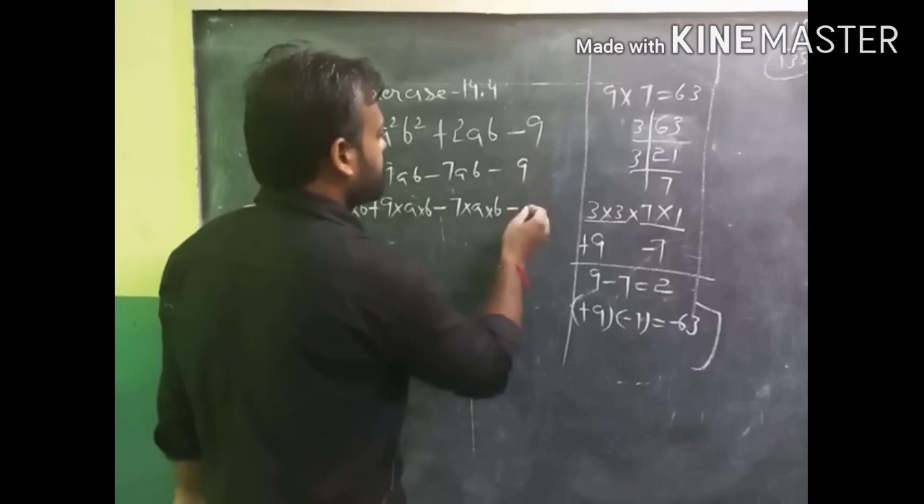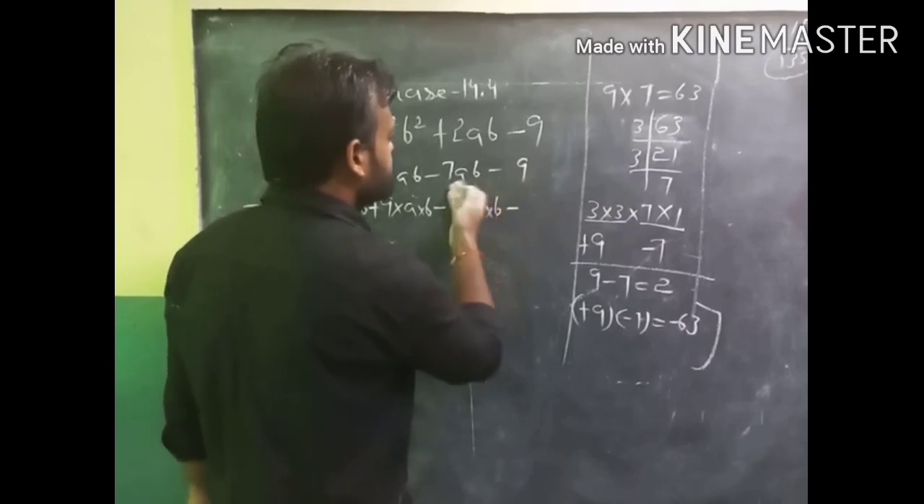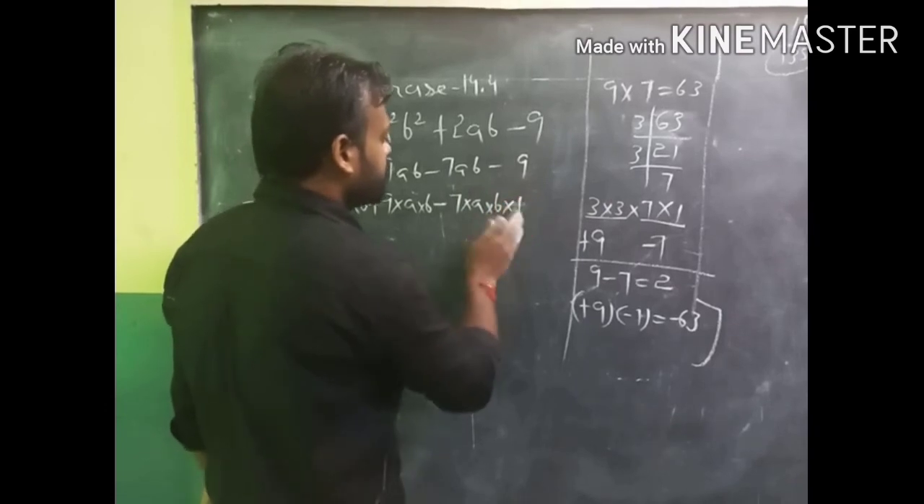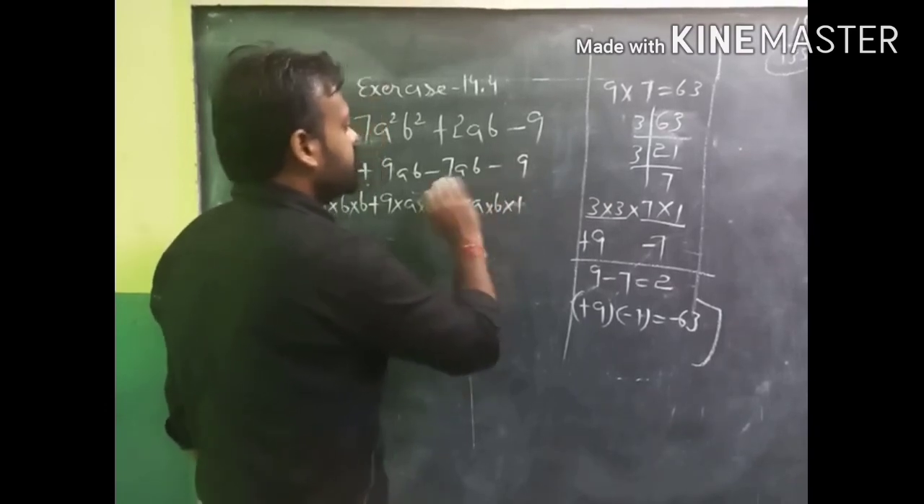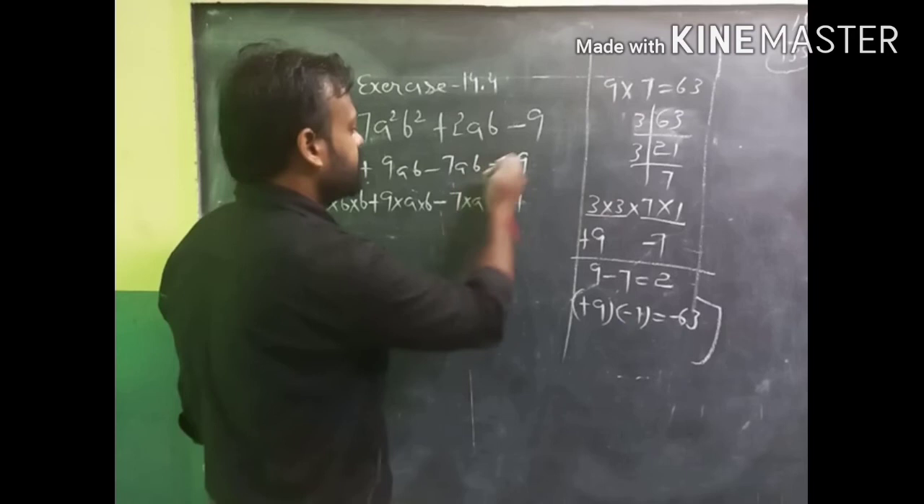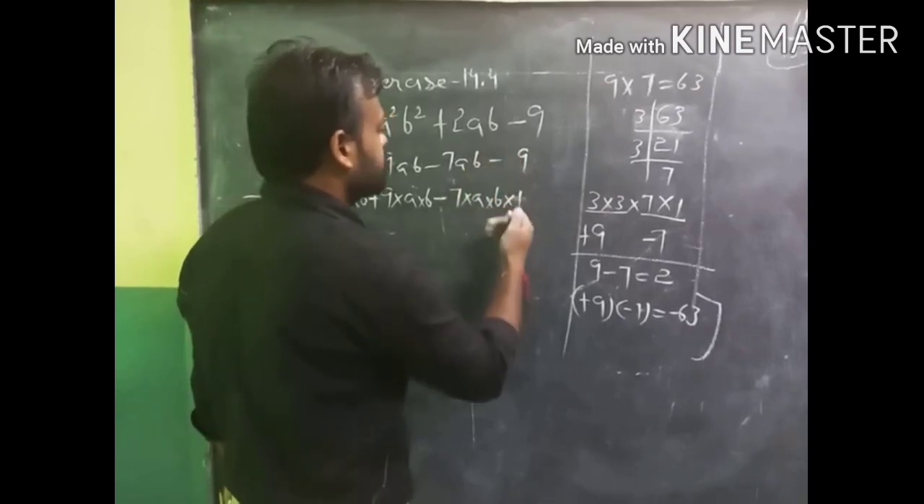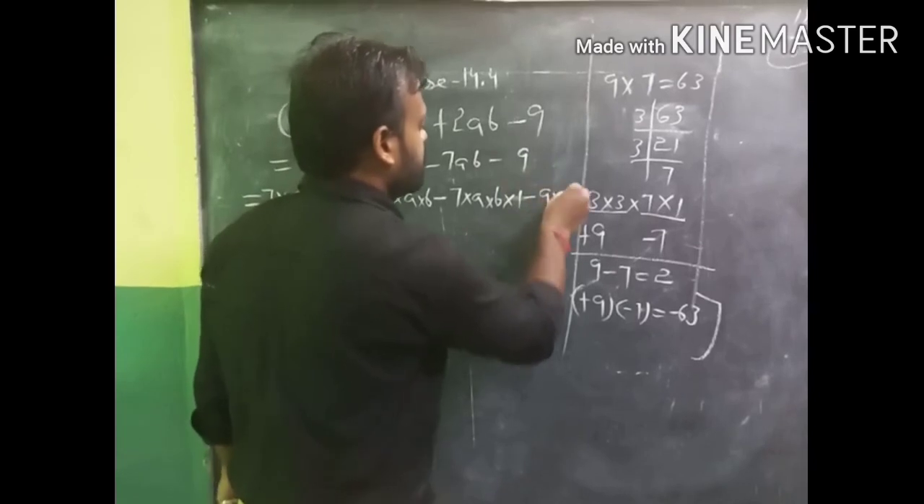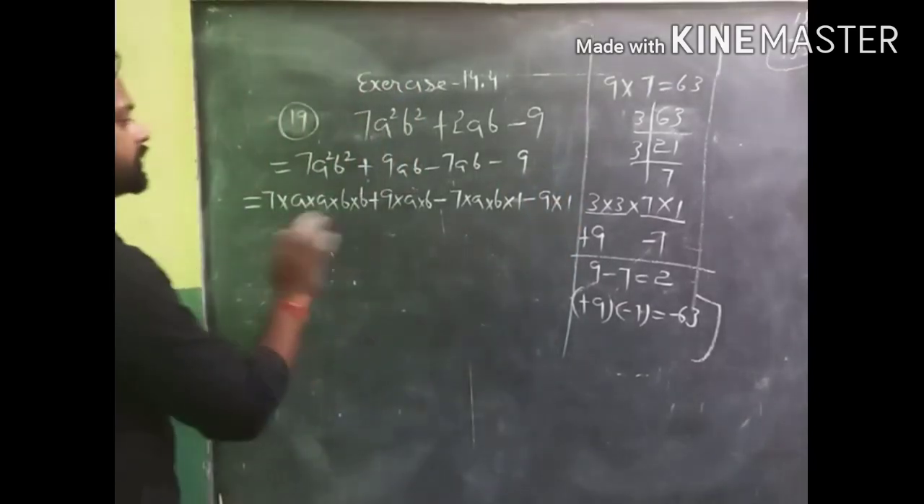So 9 and 7 are not common here, so you can see not any single value is common even in this case. So you can write down 1 here also, because if no common term is existing, then we can make 1 also. We can do the factors by taking 1 also. So now this one is minus 9 into 1. So like this way we can do the factors.